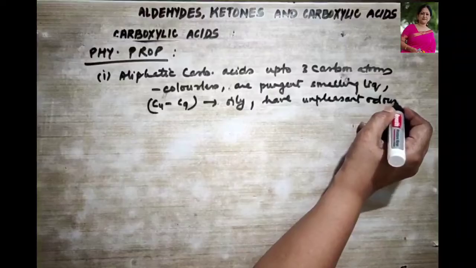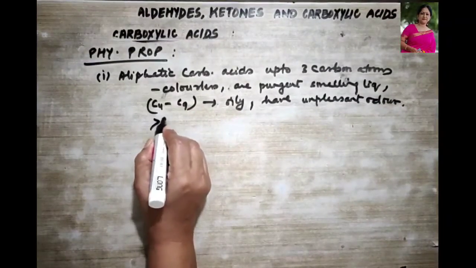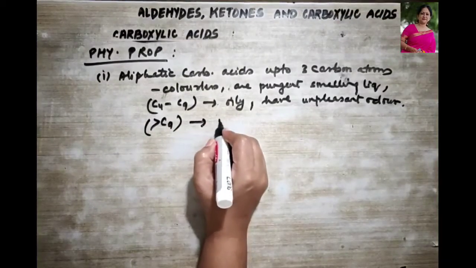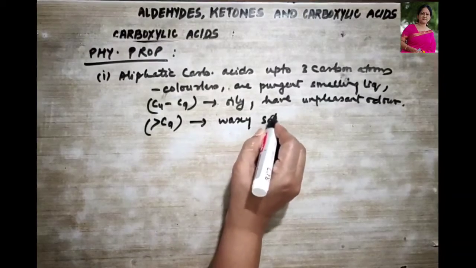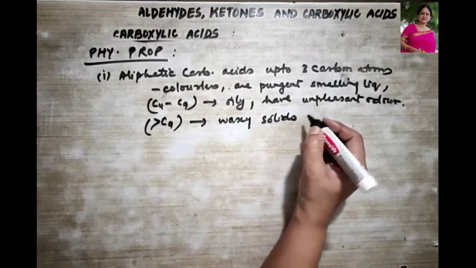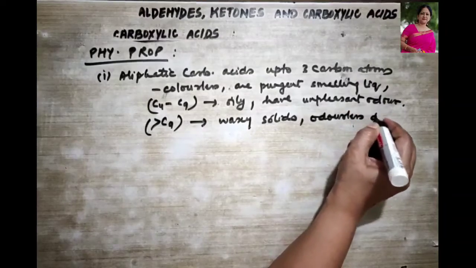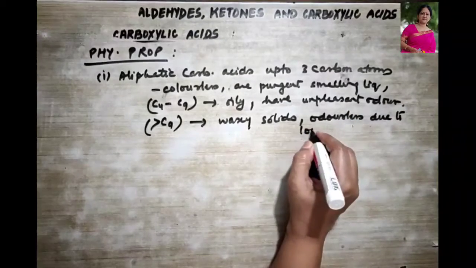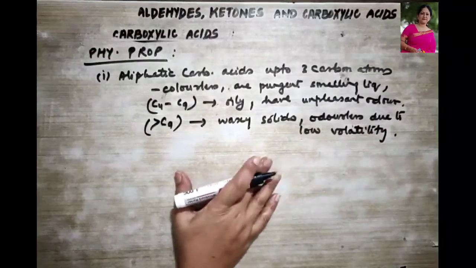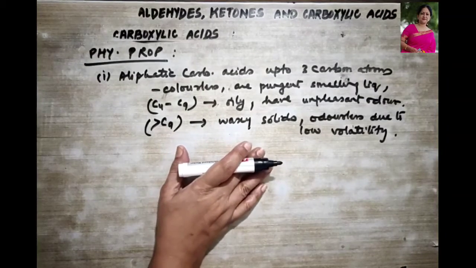And the higher carboxylic acids, that is above C9 carbon atoms, are waxy solids. And they are odorless due to their low volatility. Clear? So all this about aliphatic carboxylic acids is clear to you.